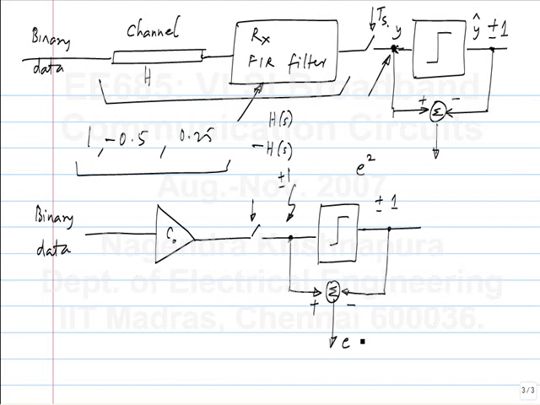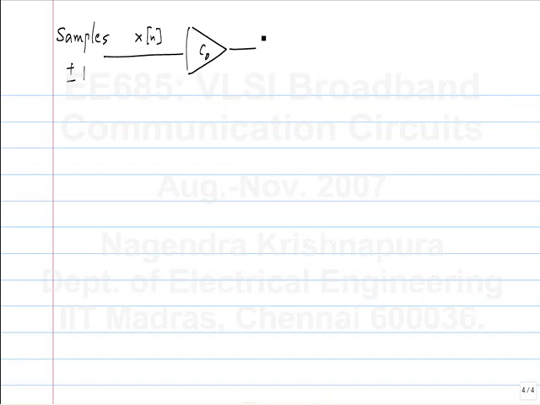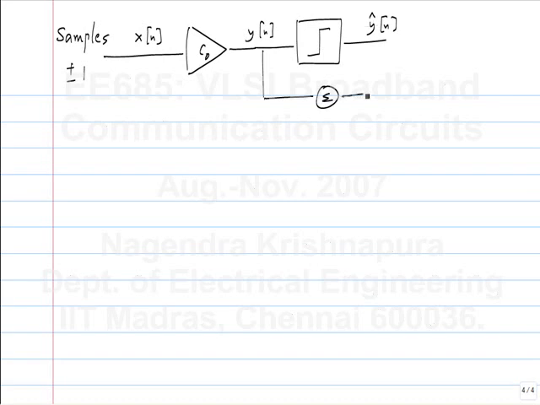What is E? Let's say this is X. Let's actually operate entirely in the sample domain. These are samples which are plus minus 1 and I have a gain C0. Every signal here is in discrete time, so we don't have to add the sampler. This is X of n, this is Y of n, and I have the decision. After that I get Y hat of n, and I take the difference between these two.